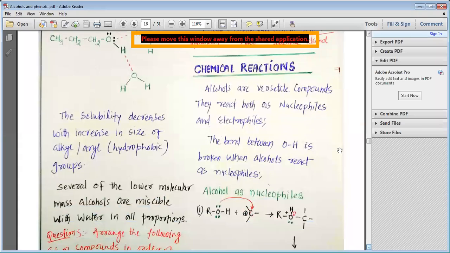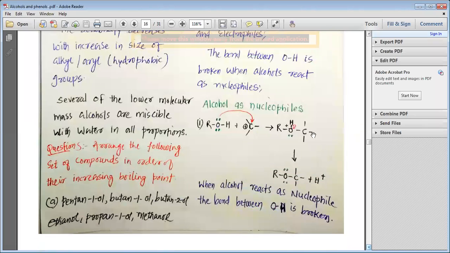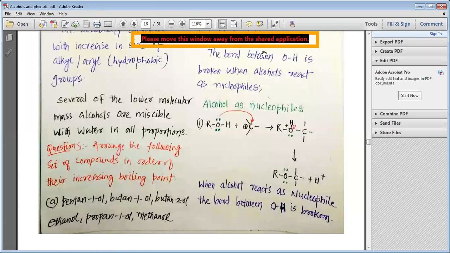Now today in this class, we are going to start discussing the chemical reactions of alcohols and phenols. Alcohols are versatile compounds and they react both as a nucleophile as well as an electrophile. The bond between O and H is broken when alcohol reacts as a nucleophile. Please remember, whenever alcohol reacts as a nucleophile, the bond between O and H is broken.